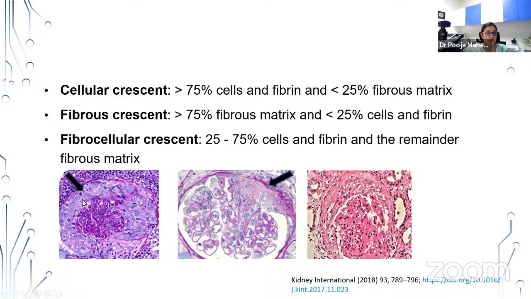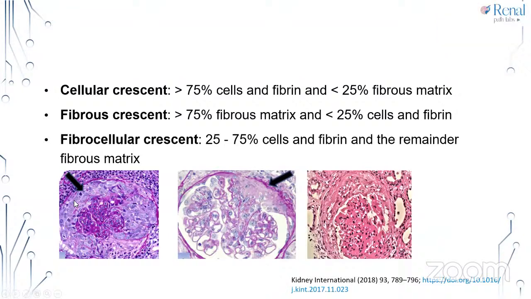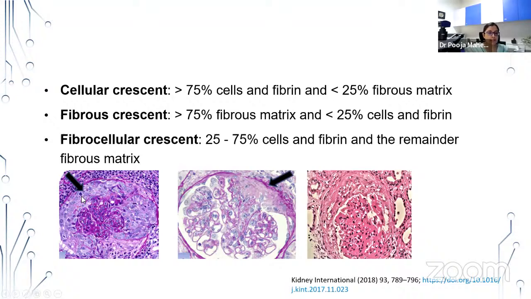You can see here, this is a cellular crescent, which may include parietal epithelial cells, visceral epithelial cells, inflammatory cells, and a lot of macrophages. This is a matrix, a healed or fibrous crescent, and this is a mixture of matrix and cells, so this is a fibrocellular crescent. This is important because it will be involved in the activity indices and chronicity indices.